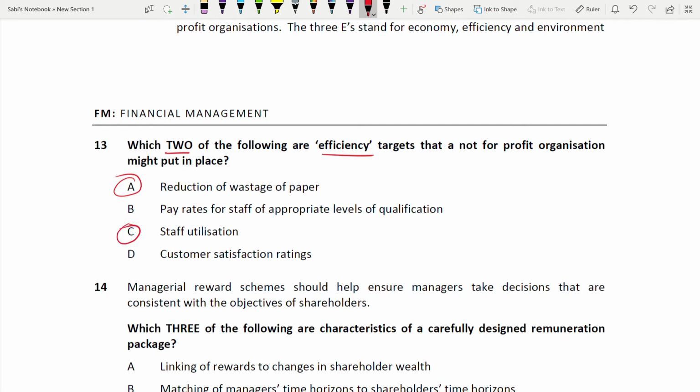Let's read D also, customer satisfaction rating. Customer satisfaction rating comes in which target? Effectiveness target. You will know whether you have achieved your objective or not by seeing how much your customer is satisfied, by the customer satisfaction rating.